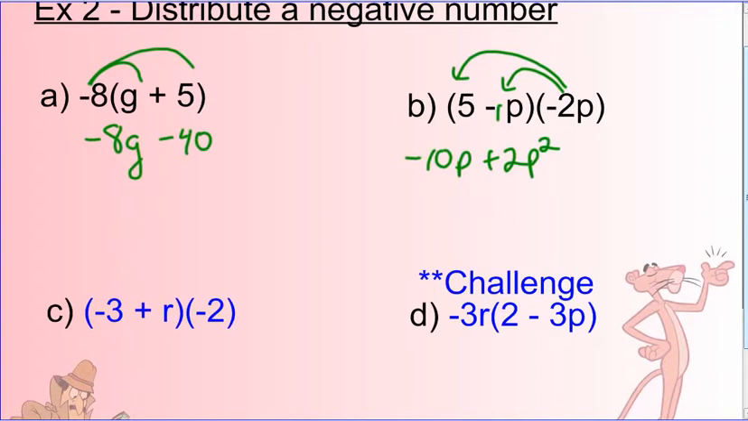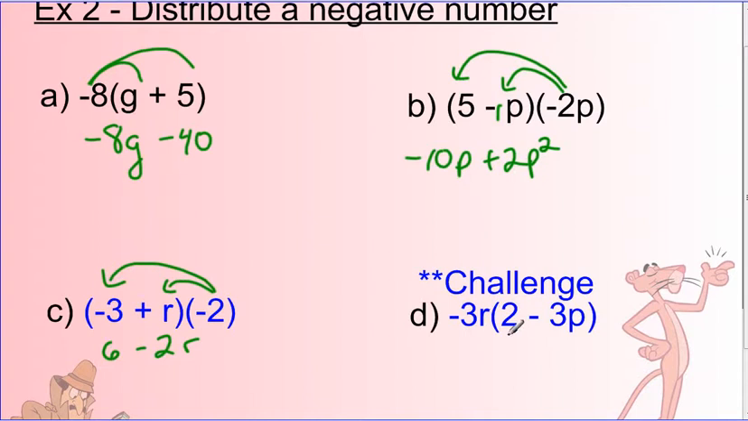Okay, so let's see. From here to here and here to here. So negative 2 times negative 3 is a positive 6. The signs are the same, the answer is positive. Negative 2 times r is a negative 2r. The signs are different, the answer is negative.